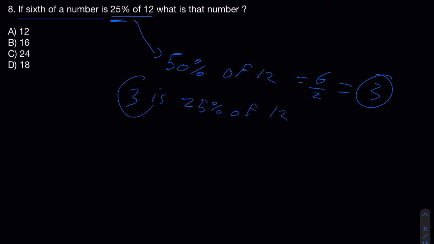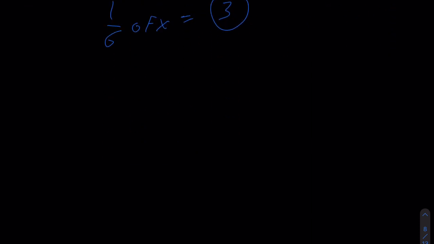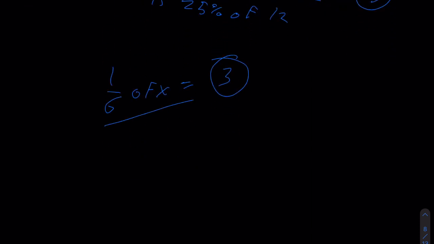And now we have a number, 3. So they said if 1/6 of a number is 25% of 12, so 1/6 of a number, so 1/6 of x, is equal to 3. That is the scenario we have here. So what do you do in that case? You divide both sides by 1 over 6.